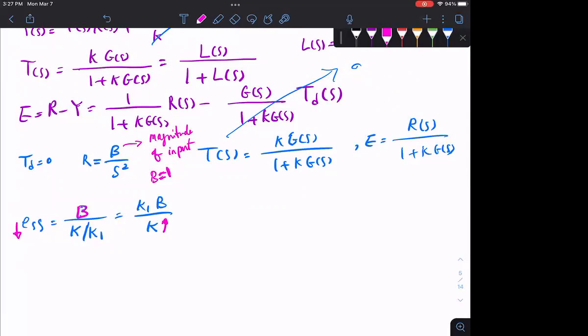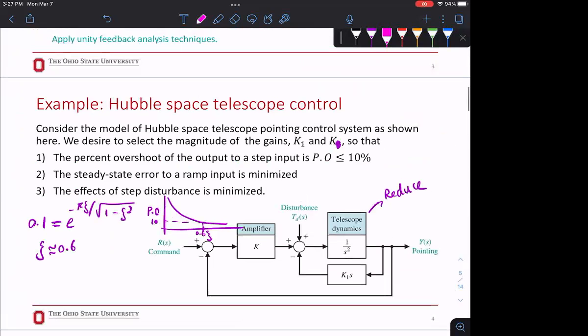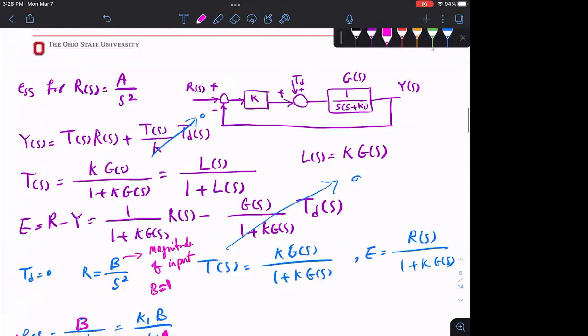We are designing a controller. We won't have a solid number. We will have a relationship, and we have to make a design decision. So K has to be a large value. Then what else do we know? Steady state error to a ramp input is minimized. The effect of a step disturbance is minimized. What should we do for that?